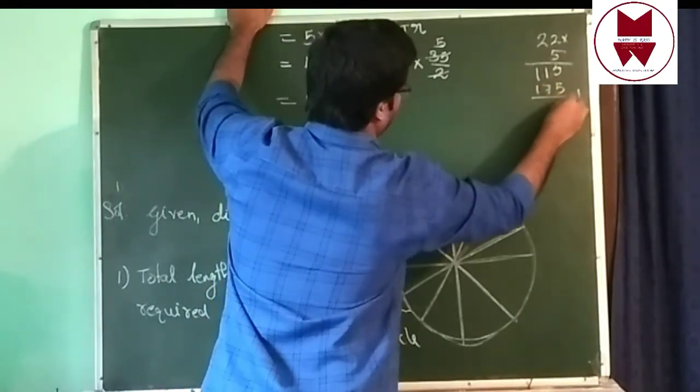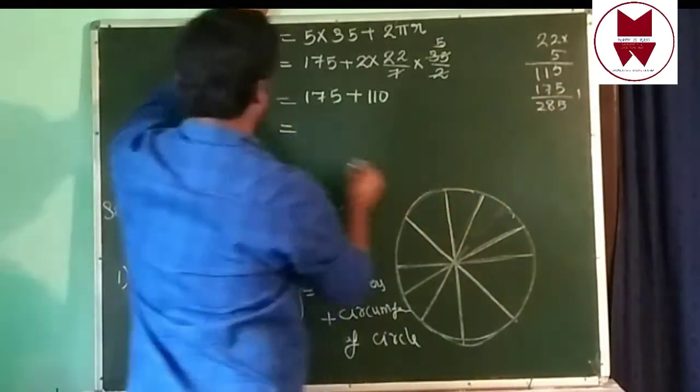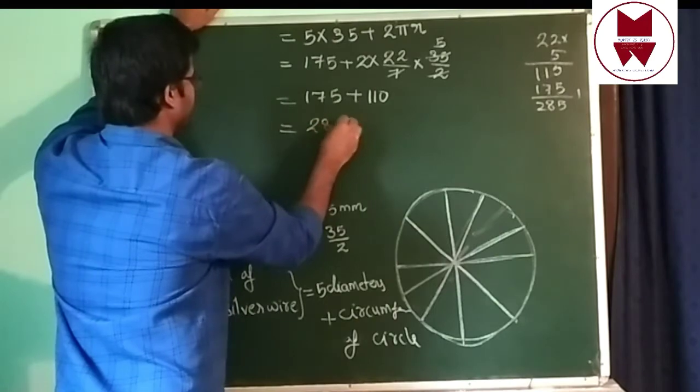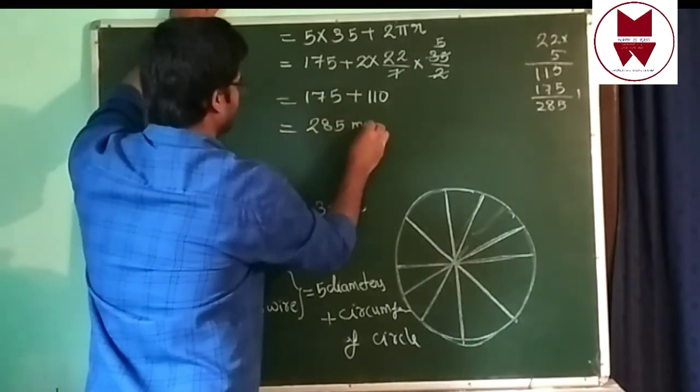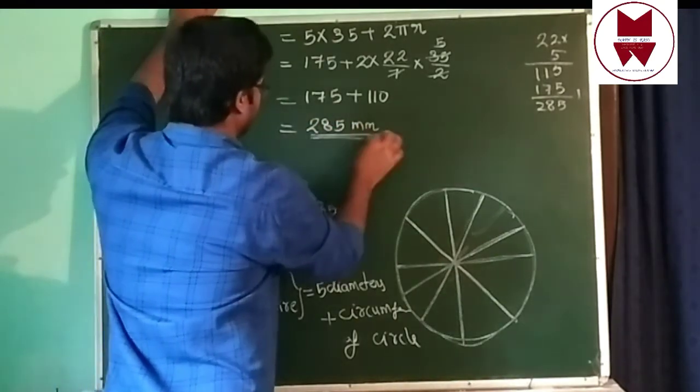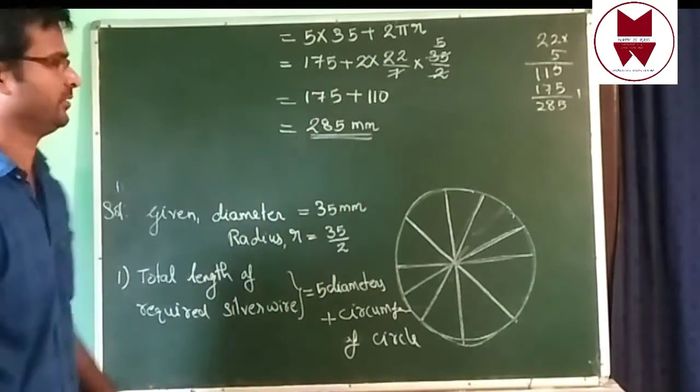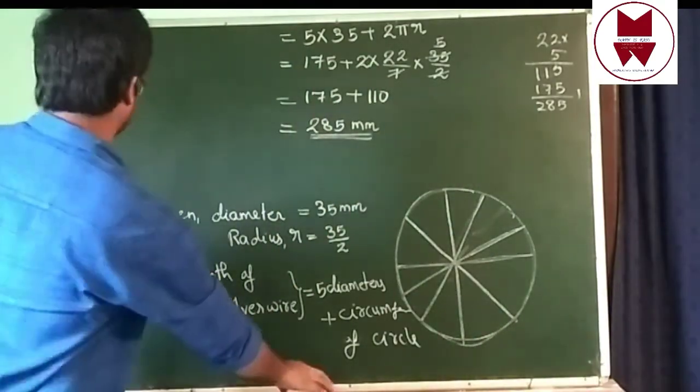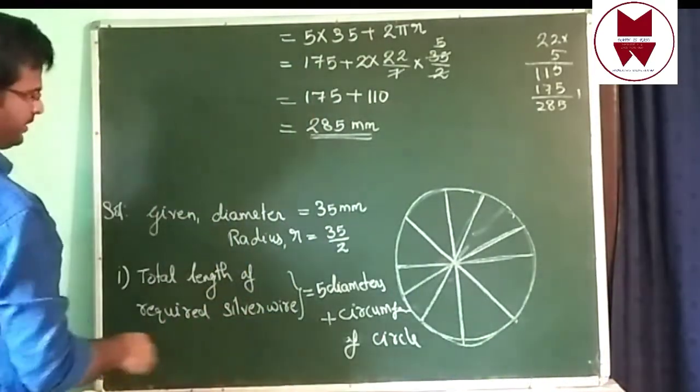175 plus 110, you'll get 285 millimeter. And here the unit is millimeter. Don't write centimeter. Then that is our Roman number 1 answer.